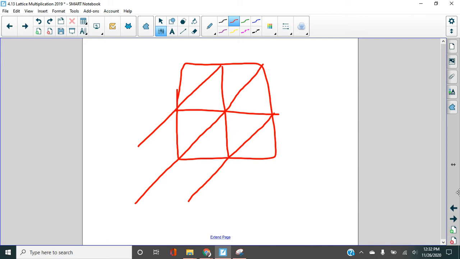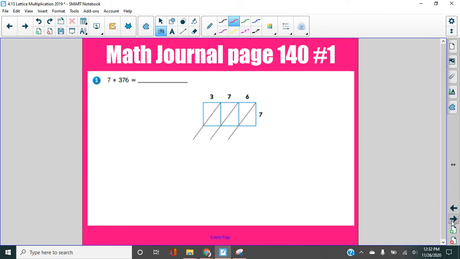All right. So let's look at what we do when we have some larger numbers here. So now we need to fill in the facts here. So we have 6 times 7, 7 times 7, and 7 times 3. That's why knowing all your multiplication facts is super duper important. 49 and 21.